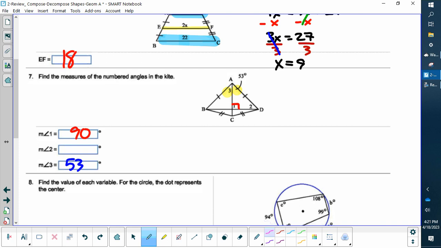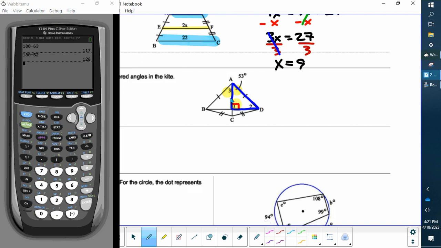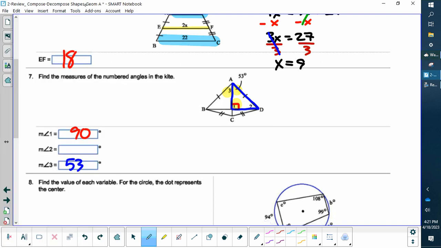And then I'm going to focus on this little triangle. All triangles add up to 180. So if I know that's 90 degrees, then those two other angles have to add up to 90. So let's go 90 minus 53, and that gives us 37, and that's angle 2.